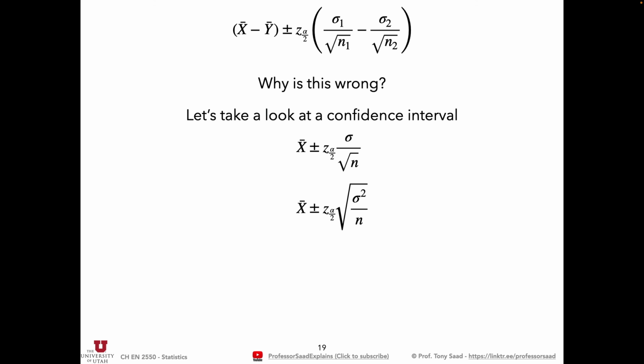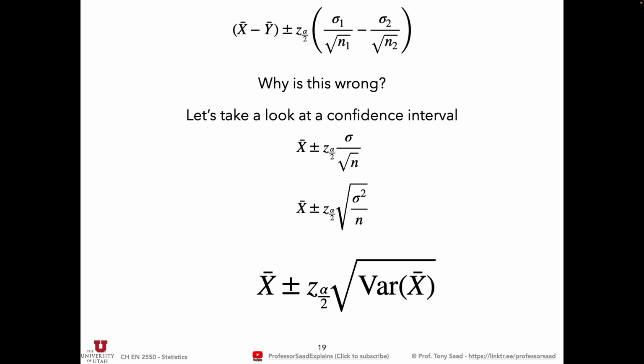I just put the sigma under the square root, so it becomes the square root of sigma squared over n. But what is sigma squared over n? It's the variance of my sample mean, by definition. That's the central limit theorem. It tells us that the variance of the sampling distribution of sample means is sigma squared over n.